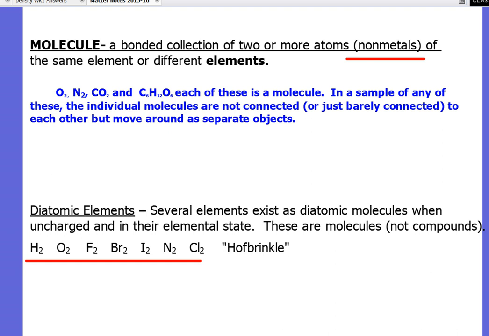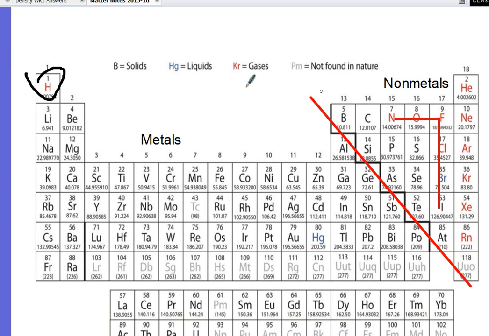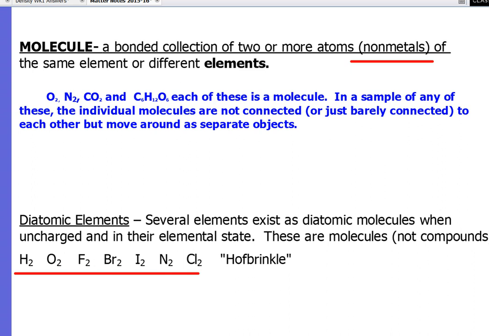They're often written in this order, HOFBrINCl, so that it can kind of be said like it's a word, Hofbrinkel. It's a real common little acronym just to remember which 7 elements kind of bond like this. Also, if you look at a periodic table again, these 7 elements almost form the number 7, except hydrogen's over here. Okay, so HOFBrINCl. There's 7 of them, and anytime you have one of those 7 elements alone, it automatically makes a molecule with its identical twin. All right, so molecules are nonmetals that have stuck together.